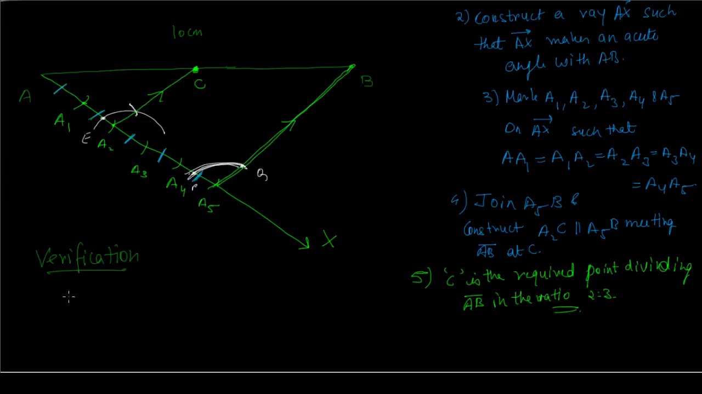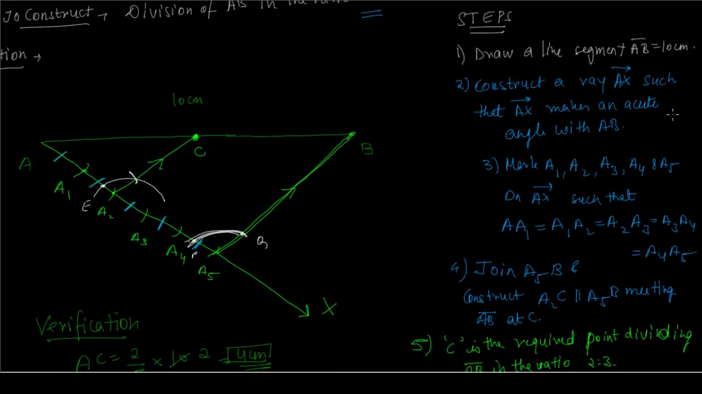So verification will be that this AC needs to be 2 by 5 of 10, right? Because in the 2:3 ratio, this will be 2 parts, this will be 3 parts, total 5 parts. So 2 by 5 of AB and 3 by 5 of AB. So you cancel this with 2, this will be 4 centimeters. And finally, BC should be 3 by 5 of AB, that is 10, and that will be 6 centimeters. So when you measure with this construction, you should get 4 and 6 centimeters as your answers. About 0.1, 0.2 is considered okay, but still you need to get it accurately. That's the beauty of construction.